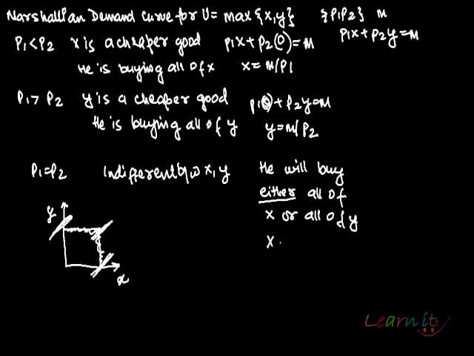So x would be 0 or M by P1. Earlier, in case of perfect substitutes, it was 0 to M by P1, but here it is 0 or M by P1. Y is 0 or M by P2. So is this clear? Thanks.